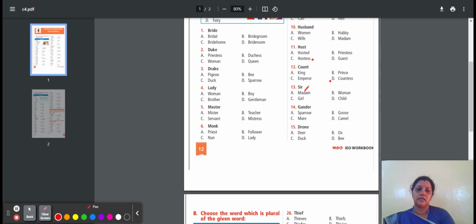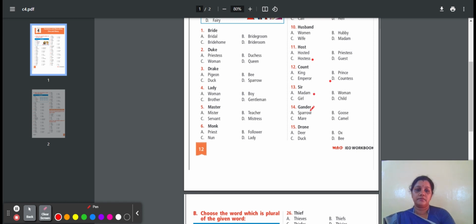13th one, sir, which means used as a polite way of man. Here is the option: madam, woman, girl, child. Madam, a respectful word for woman. Woman, an adult female person. Girl, a female child. Child, a young boy or girl. Here is the option A, madam. The opposite gender for sir is madam.